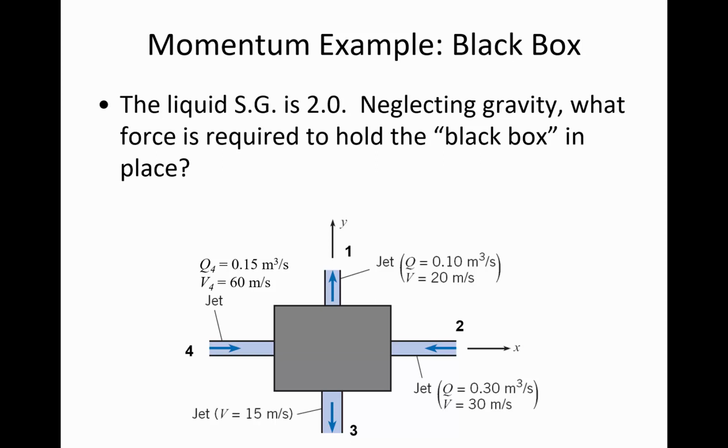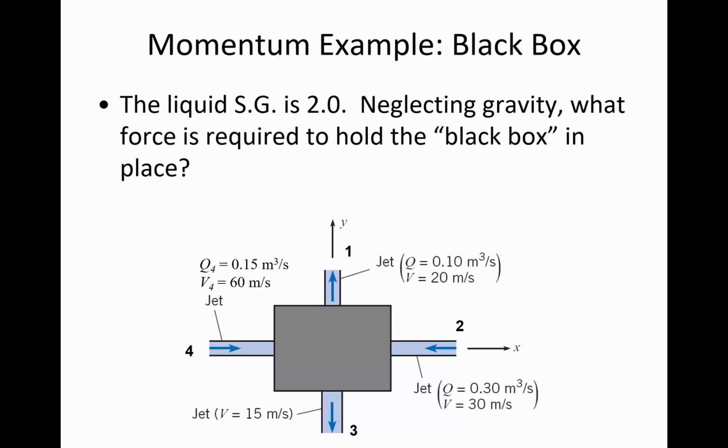All we have to do is draw a control surface around it to encompass the changes that are happening inside, and through the analysis applying the momentum equation, then we'll know the forces required to hold the system steady. And that's what this problem is asking. This says, neglecting gravity, then what force is required to hold the black box in place?